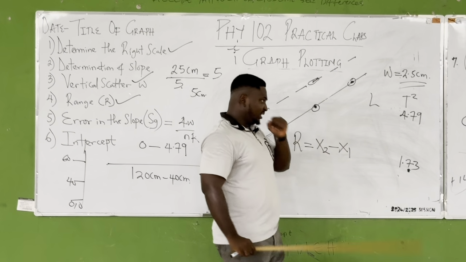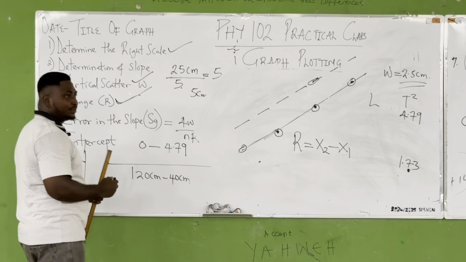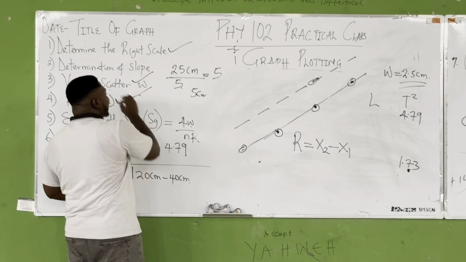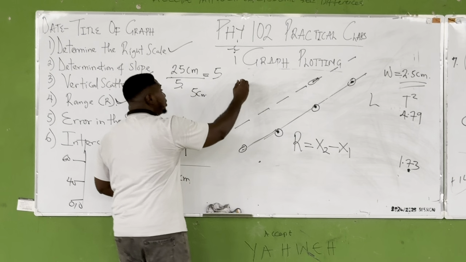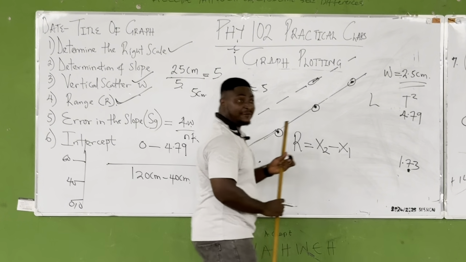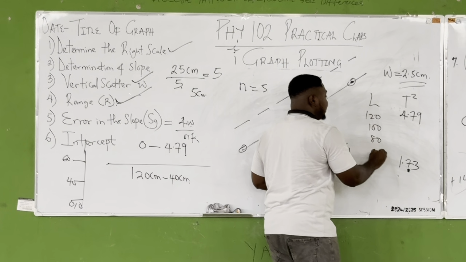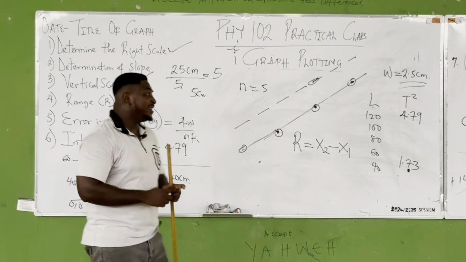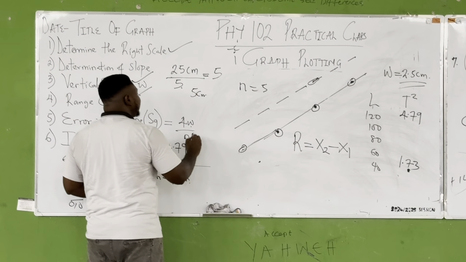Is the range of your graph. Now, error in the slope. Error in the slope is now easy because you've gotten W from here, vertical scatter. You've gotten range R, all over N. N is the number of observations, which is 5, because you had 5 observations, remember? 120, 100, 80, 60, and you had 5. So N here represents the number of observations. You will now use it to determine your error in the slope.